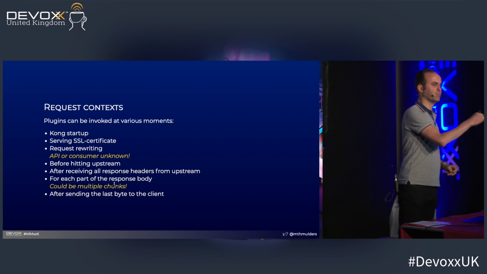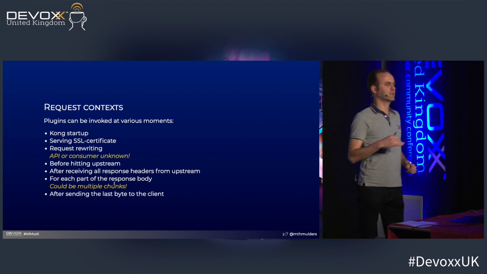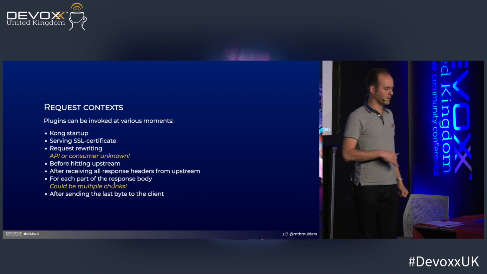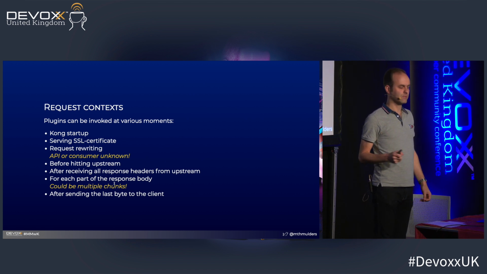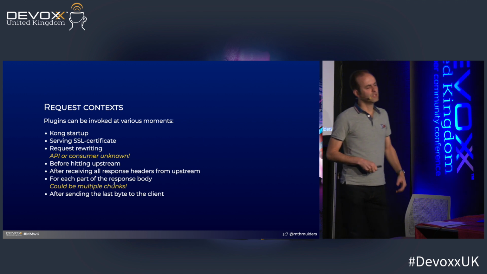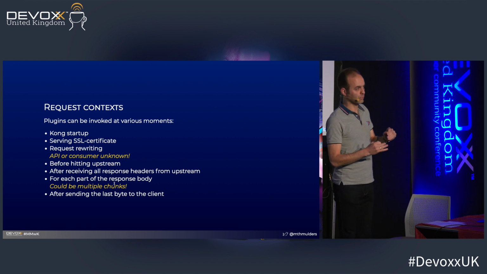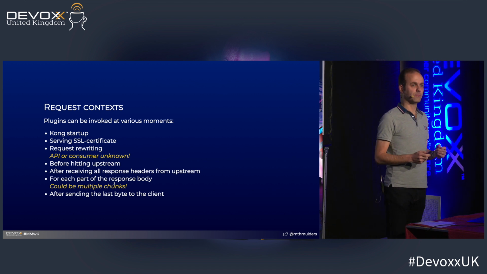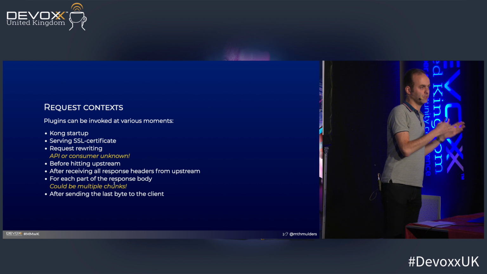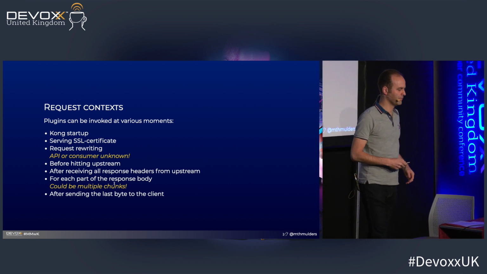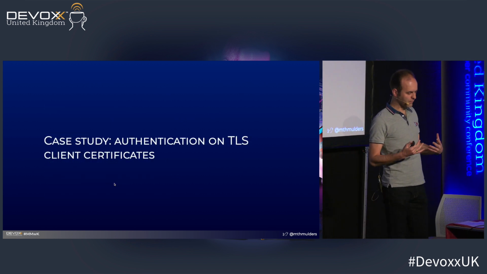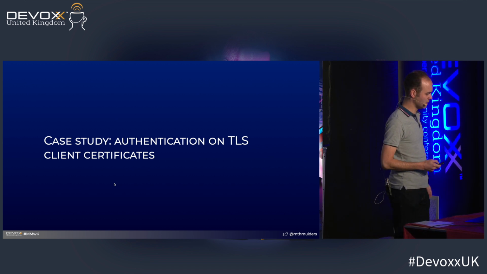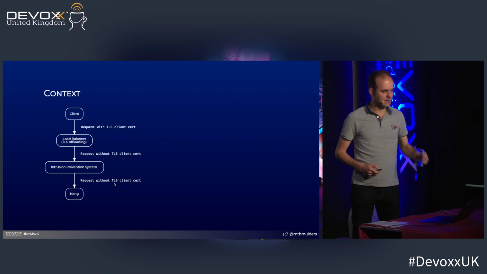For each chunk of response data, and be aware of the fact that there can be many of them for large response bodies, you can also intercept that. And finally, when the last byte has been sent to the client, you can also intercept that moment. So depending on what your plugin is going to do, you need to think about which request context am I going to implement. You can be too early or too late, simply put. Now, what can you do with it? I'll just mention a small case study. We had a situation like this.